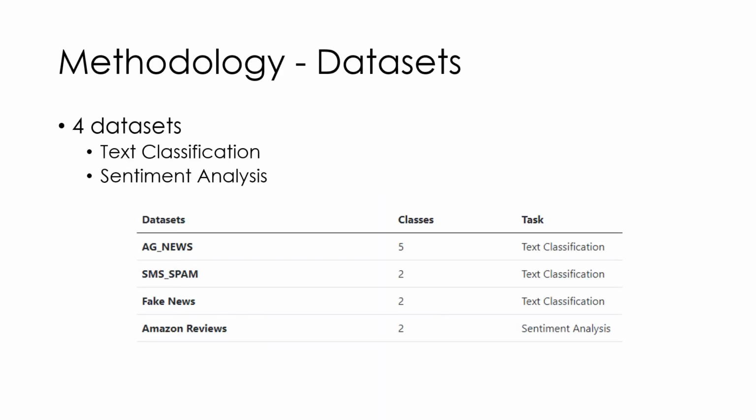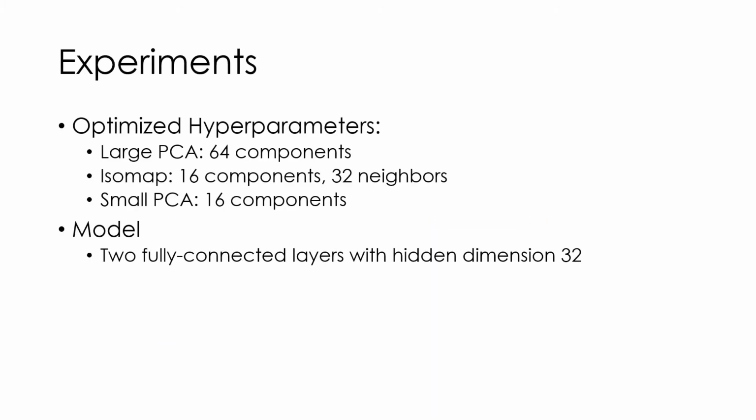To evaluate our models, we chose 4 different datasets, 3 of which were text classification and 1 sentiment analysis dataset with a varying number of classes. Through empirical testing, we found that the optimal number of components for large PCA was 64. For IsoMap, 16 components with 32 neighbors, and for small PCA, 16 components. Our downstream model consisted of 2 fully connected layers with a hidden dimension of 32, and this is the model that we used for our base case of logistic regression.